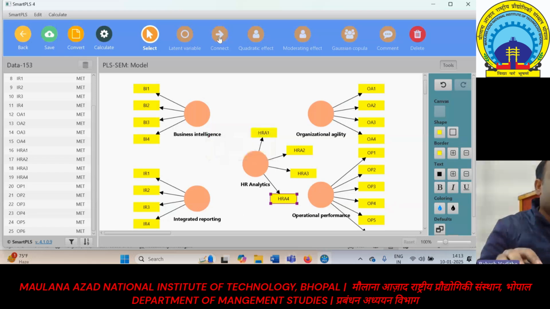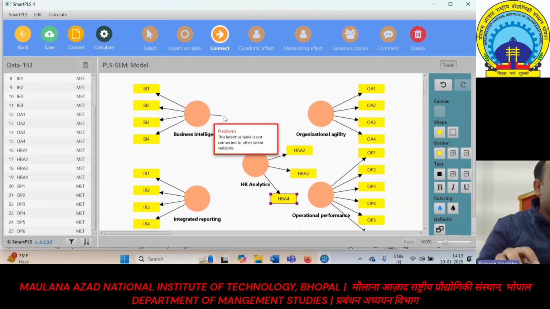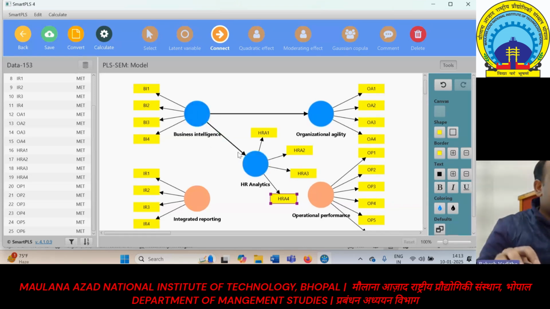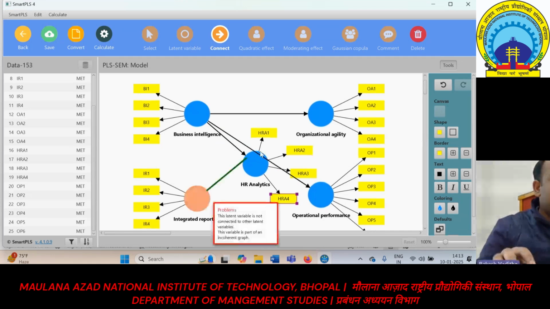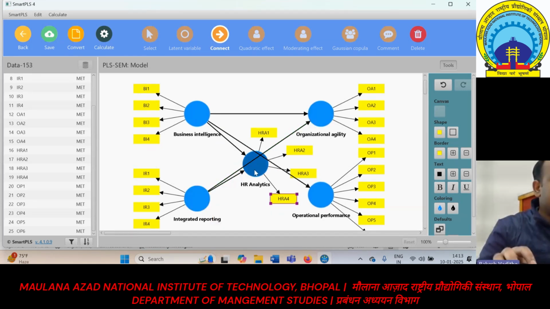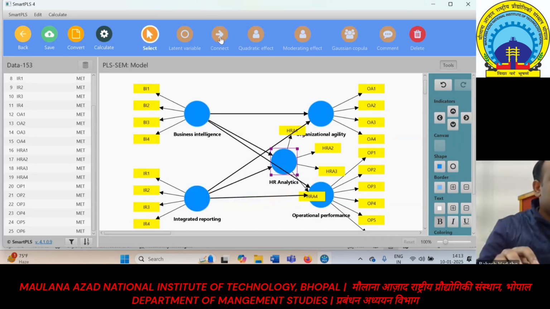Here you go to the connect option. And that first relation H1A, H1B and H1C, H2A, H2B, H2C. This one H3A, 3B and hypothesis 4.